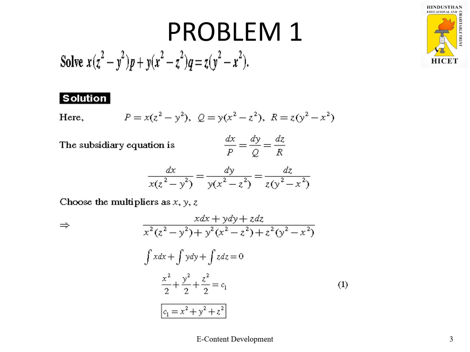Therefore, we'll use subsidiary equation to get the solution. So, we are finding subsidiary equation. dx by P equal to dy by Q equal to dz by R. So, we are substituting capital letters P, Q, R. If we substitute, we'll get dx by x into z square minus y square equal to dy by y into x square minus z square equal to dz by z into y square minus x square. So, we have found out the subsidiary equation.